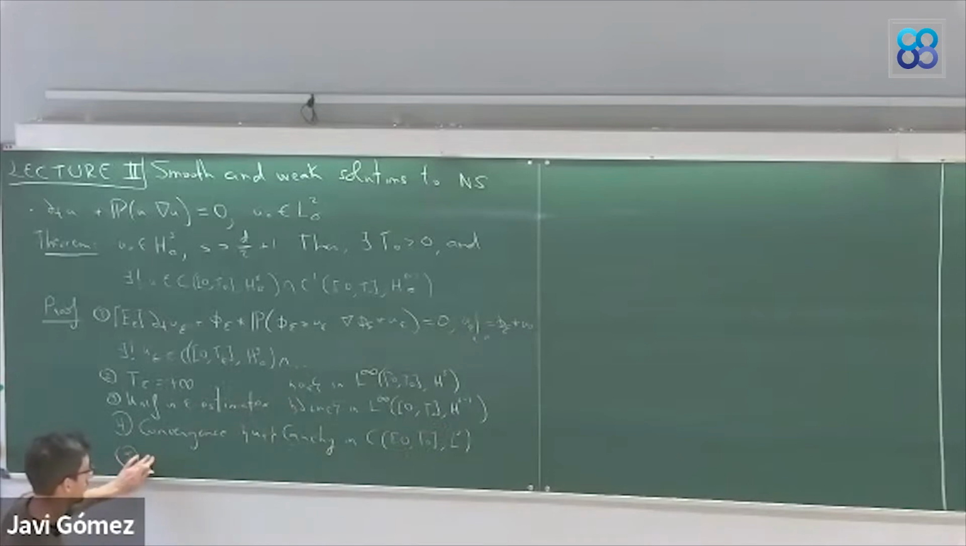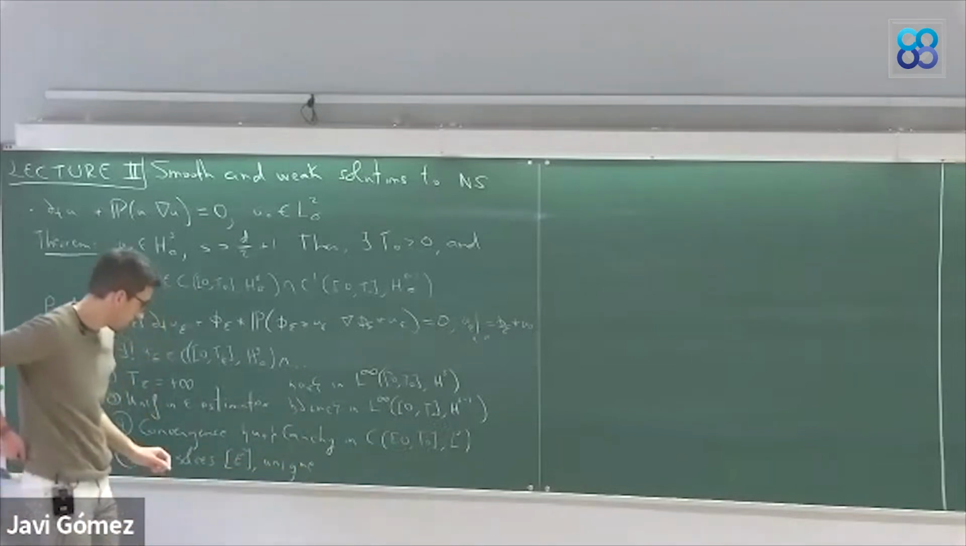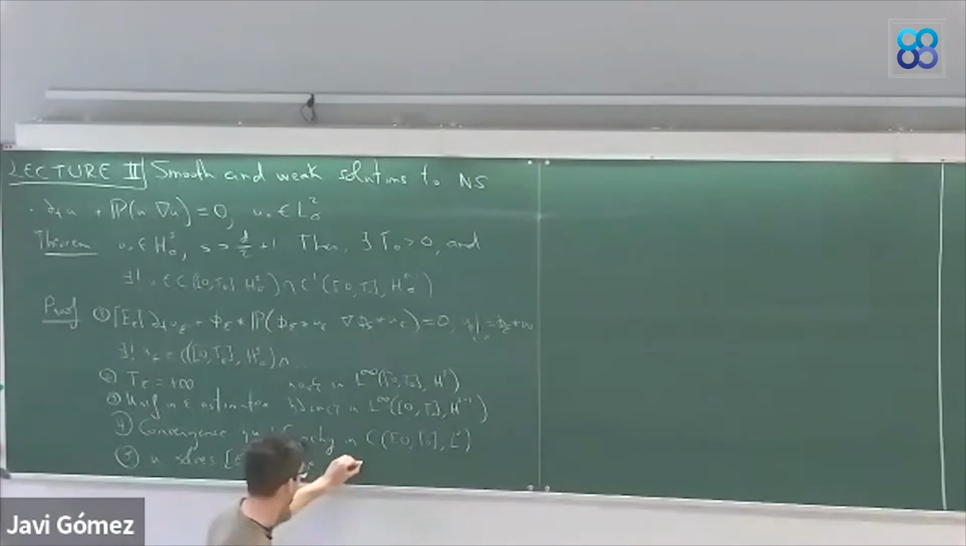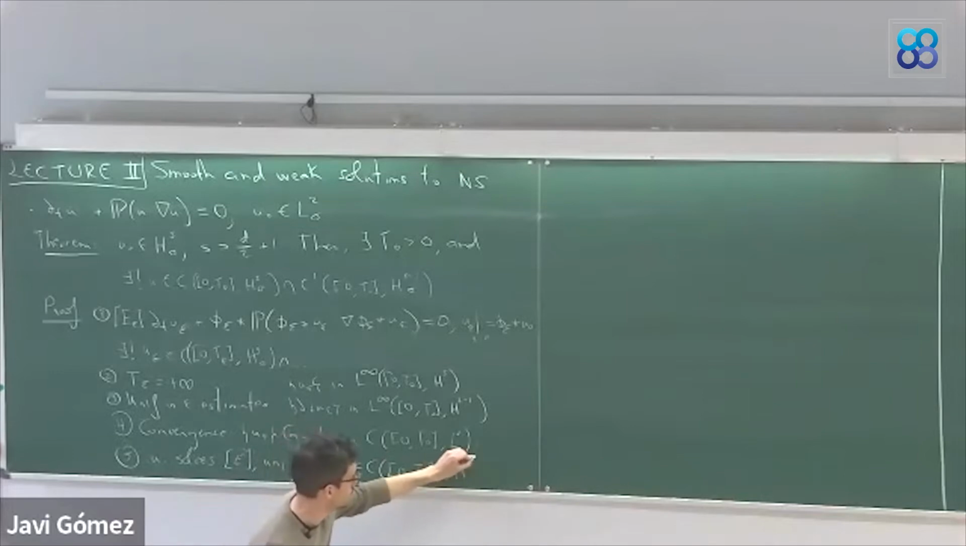Okay, so this is that u epsilon converges to some u, and now we have to prove that u solves the original equation, that it's unique, and also the remaining point is that it's also continuous in time in the higher H^s.